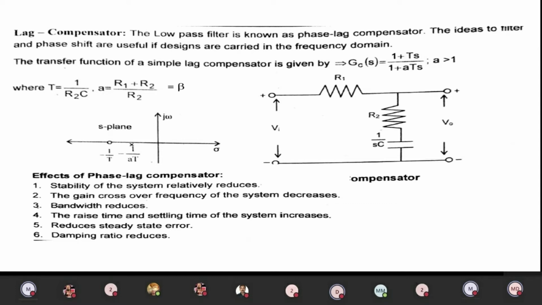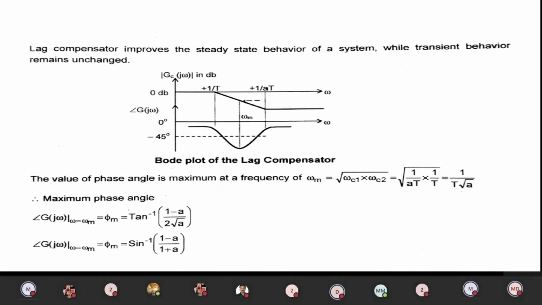So these are the various characteristics of the lag network, and then we can see the frequency response of the lag network. Here the frequency response can be analyzed for the lag network by using the Bode plot concept. We are very well acquainted with the Bode plot concept. It consists of magnitude as well as phase angle.